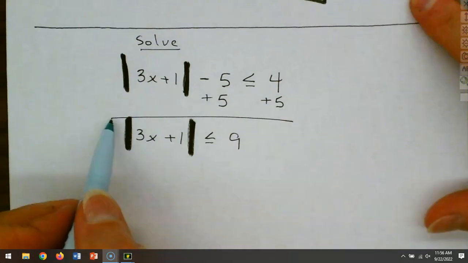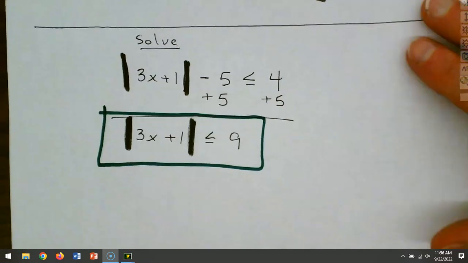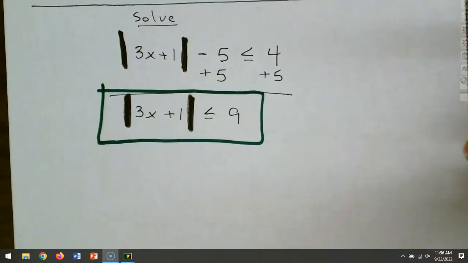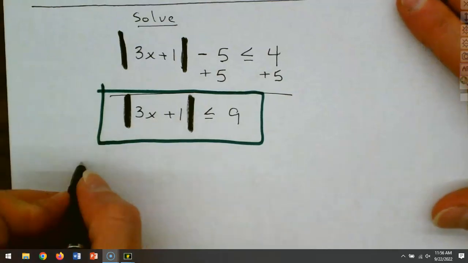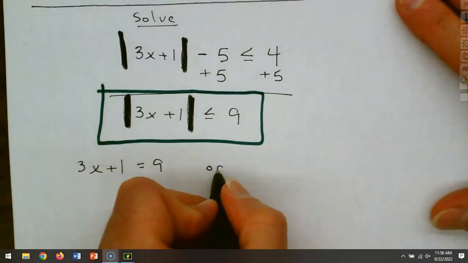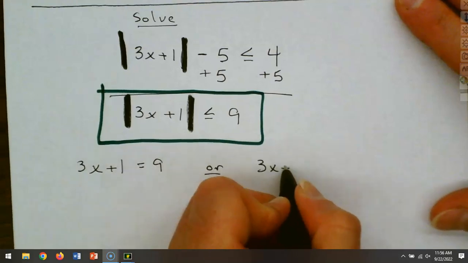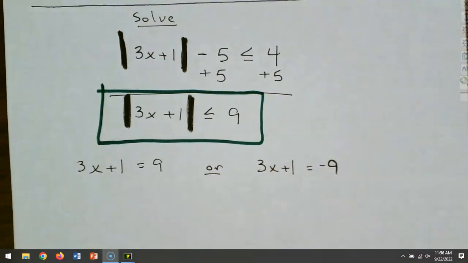And I'm going to put a box around this so we have it, because we're going to come back to this in a minute. We're going to have to check our solutions in this. But what we do is we get the two values again. So we solve it like it was equals. So we solve 3x plus 1 equals 9, or 3x plus 1 equals a negative 9. Just like we always would before, the only difference is at the very end, it has to go on a number line, because it's an inequality. Otherwise, we solve it the same way.